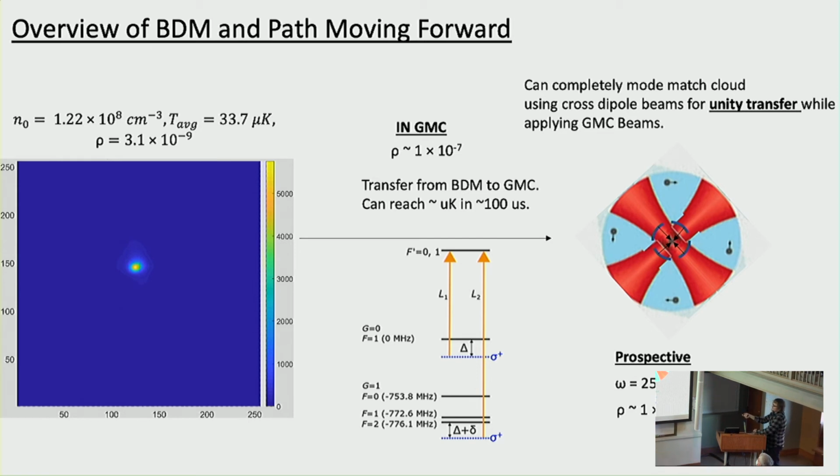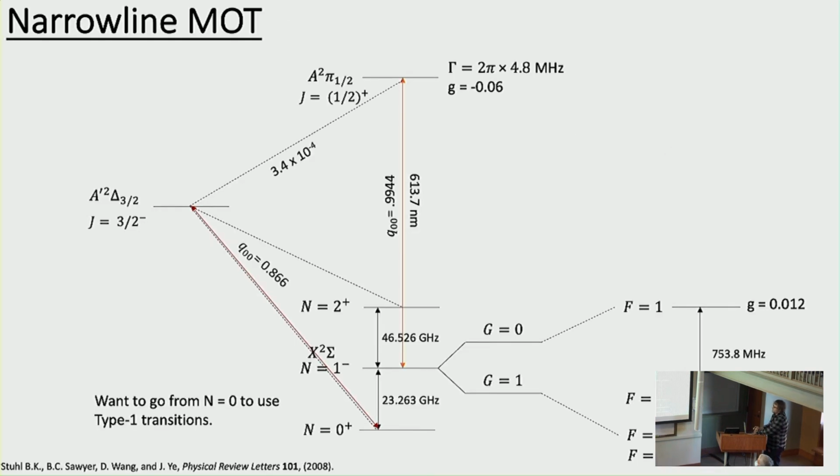And so if we're aiming for a trap oscillation frequency of 250 hertz, we could get to a phase space density of 1 times 10 to the minus 5 in a cross dipole trap. And this is what we're going to start sprinting to as soon as we get back. But we have one more interesting thing.